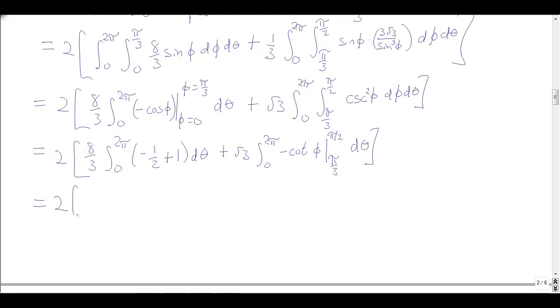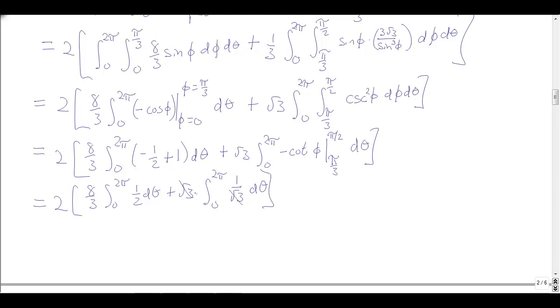And so I get 2 times 8/3. I'm going to get 1/2, integral 0 to 2 pi. It's actually going to be a positive 1/2 d theta, plus square root 3. I'm going to get integral 0 to 2 pi. Let's say I get cotangent phi. So cotangent is cosine over sine. Pi over 2, cosine of pi over 2 is 0. Sine of pi over 2 is 1. So cotangent of pi over 2 is 0. So I'm only going to get the pi over 3. Cosine is 1/2. Sine is square root 3 over 2. And so that's going to turn out to be 1 over square root of 3 d theta.